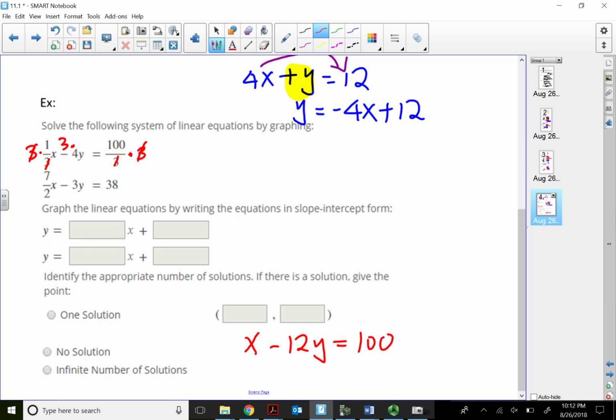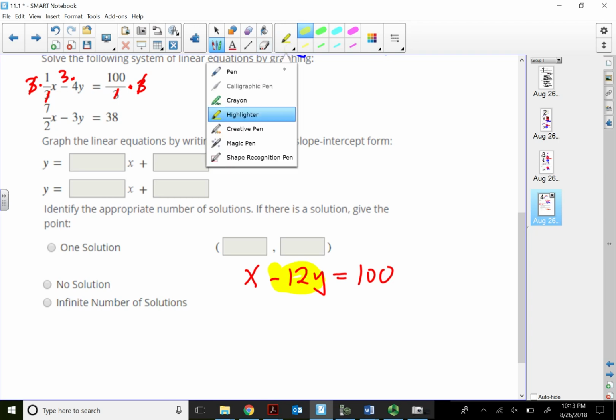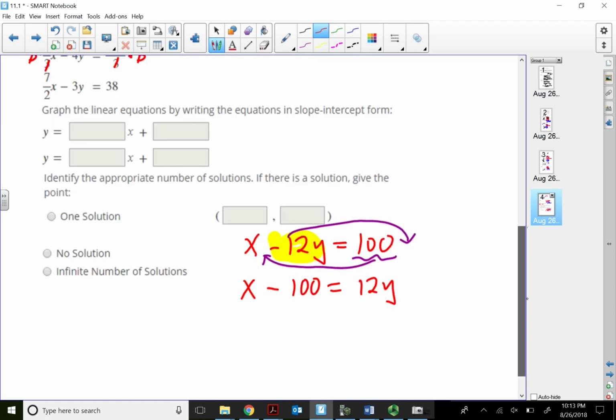All right. Now to get y by itself, since my variable term this time is negative, what I can do is move this term to the right. At the same time, move the positive 100 back to the left side. So negative 12y comes over and becomes positive 12y. On the left side, x is still x, and positive 100 comes over and becomes negative. All right, divide every term by the coefficient 12. My answer was 100 over 12.